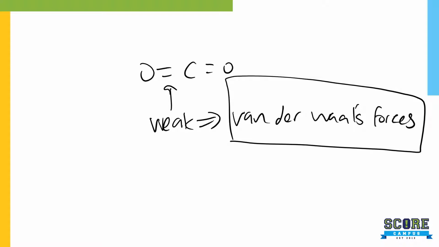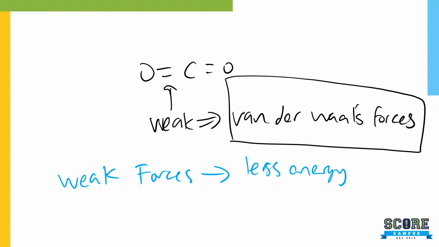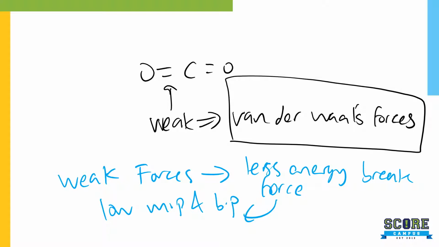And so because of that, if you watch the video on the ionic bonds, you would realize that weak forces of attraction lead to less energy required to break the forces, which leads to low melting point and boiling point. Okay, so that's the reason why covalent compounds have low melting point and boiling point.